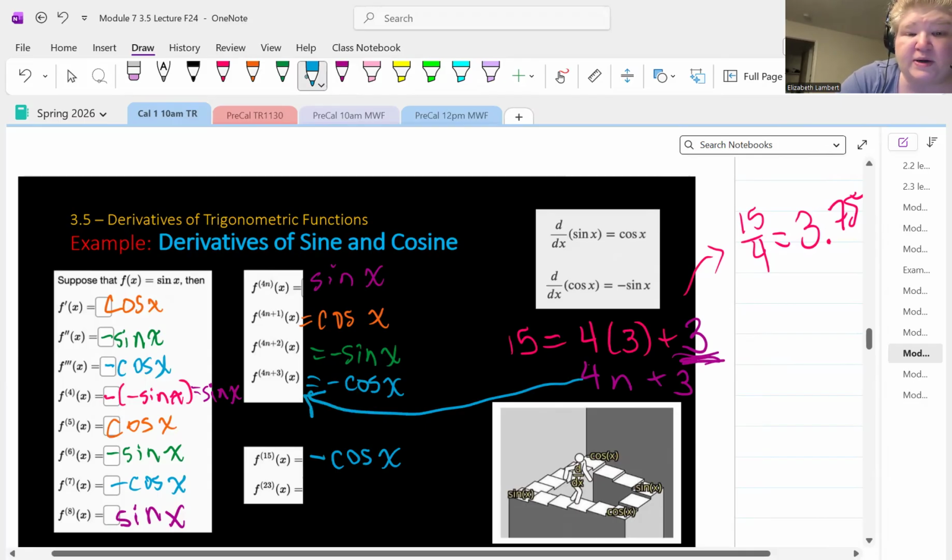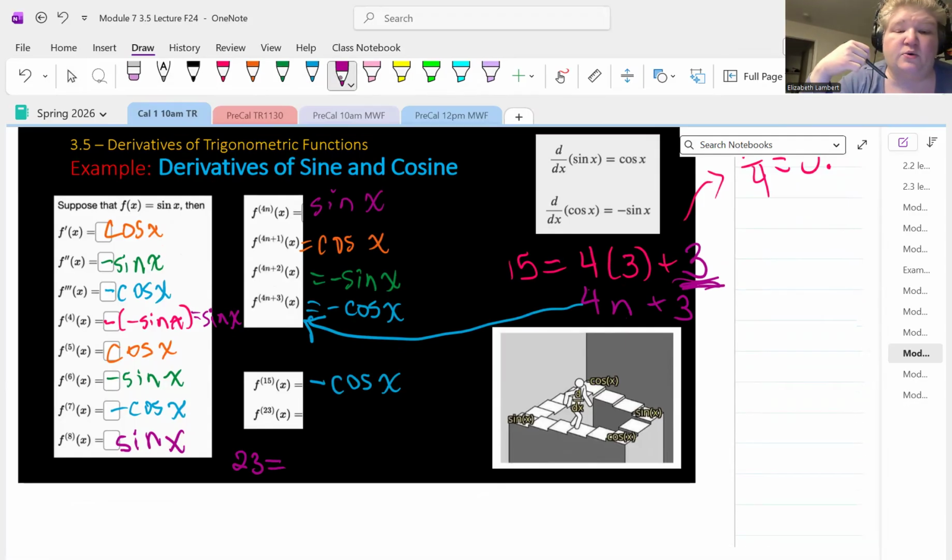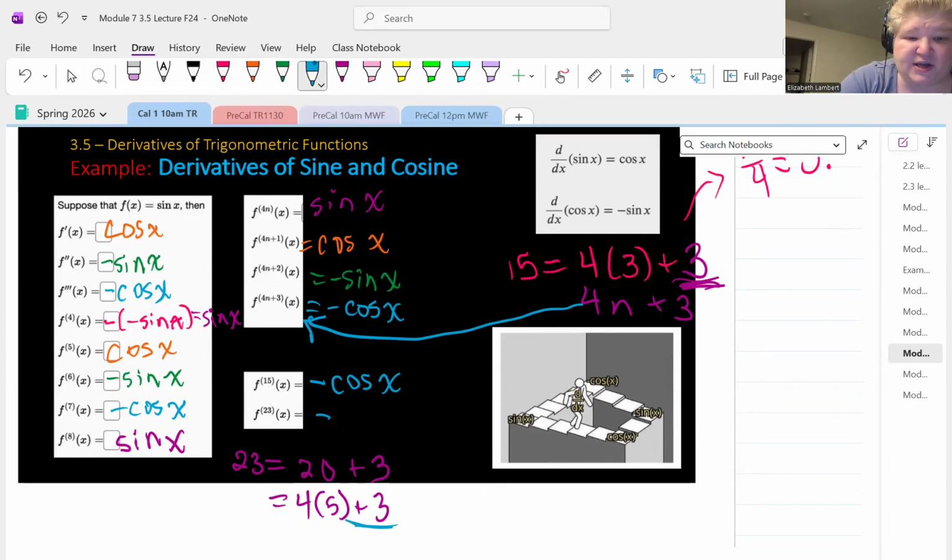When I look at my 23, I'll write that one down below. So I know 23, well, that's 20 plus 3, right? That's just a normal breakdown, but I know 20 is a multiple of 4. That is 4 times 5 plus 3. So this is another plus 3 remainder. So it is also a negative cosine x.